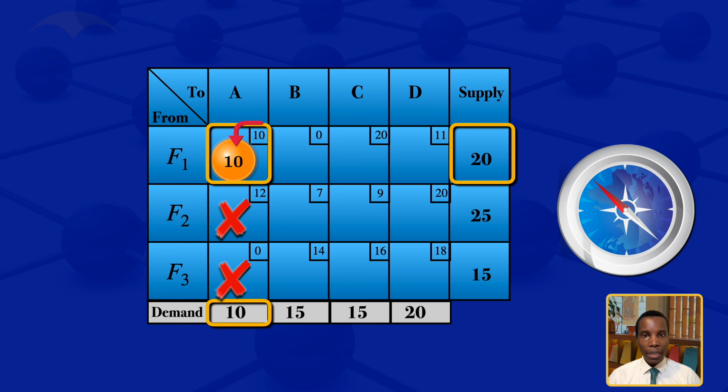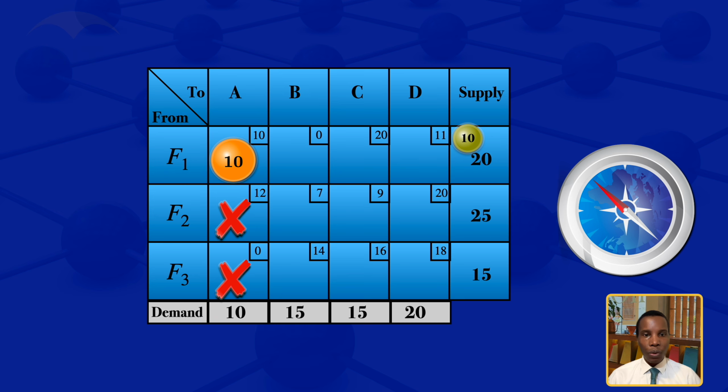But when we allocated these 10 units, we had a supply constraint of 20. So we subtracted the 10 from the 20 and we remain with 10. So we are now remaining with a supply of 10 for source F1 there. And then we go on to the next step, which is to look at the remaining unoccupied cells. For the remaining unoccupied cells, we then look at the top left corner cell of the unoccupied cells that are remaining. So that cell is this one here.